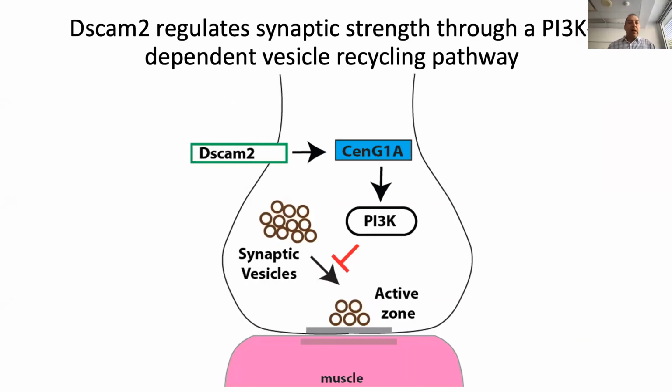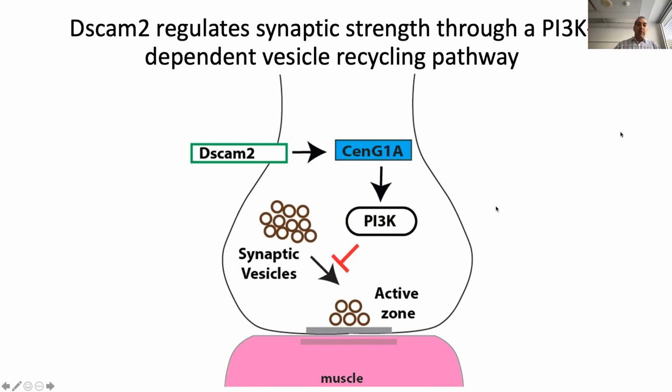We then went on to try to characterize the signaling pathway that is involved in this process. And we identified a gene called centaurin gamma, which is a PI3 kinase enhancer that was downstream of DSCAM2, or in the DSCAM2 pathway. And centaurin gamma is known for helping to activate PI3 kinase. So this allowed us to draw this signaling pathway here where through DSCAM2 you activate PI3 kinase, and that somehow inhibits the deposition of synaptic vesicles at active zones and thus suppresses synaptic strength.